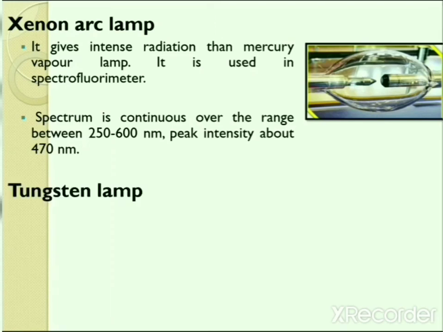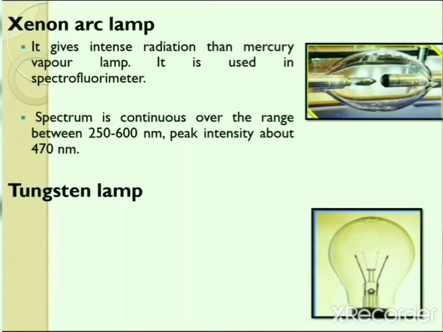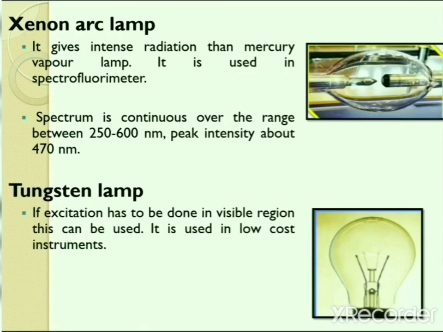Tungsten lamp. This lamp is also known as incandescent lamp or bulb. Tungsten lamp contains tungsten filament inside a light bulb which can reach temperature as high as 4500 degree Fahrenheit. If excitation has to be done in visible region, this can be used. It is used in low-cost instruments. Next types of parts used in fluorimeter are filters and monochromators.